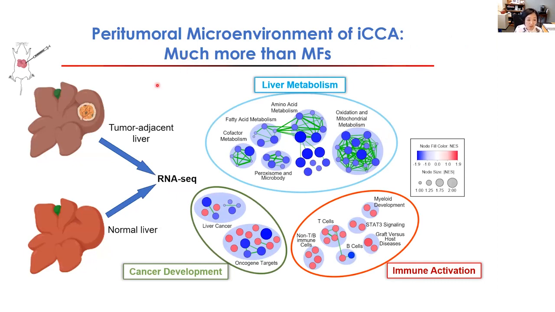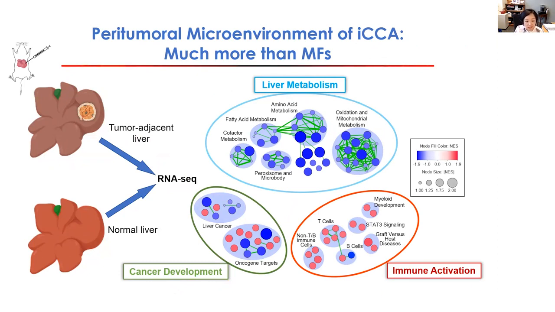We also confirmed that using our animal models. We did RNA sequencing of normal liver versus tumor-adjacent liver we collected from our allograft model. There are a lot of changes happening in the liver, including reduced liver metabolism, the switching on and off of some cancer development related pathways, and a lot of immune activation going on.